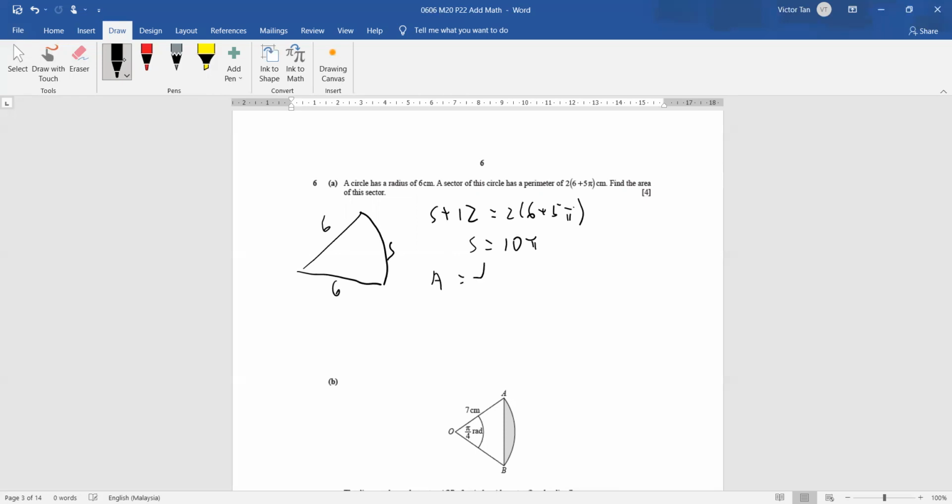Area equals half times r times s, half times 6 times 10 pi, which equals 30 pi cm squared. Okay.